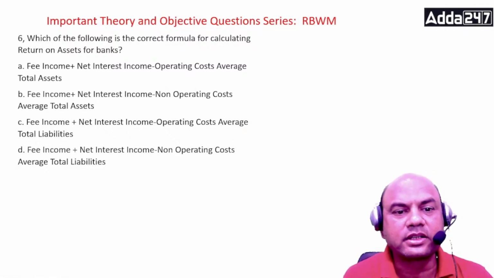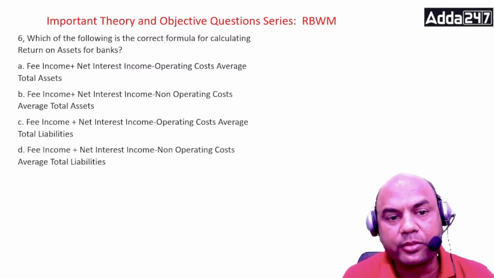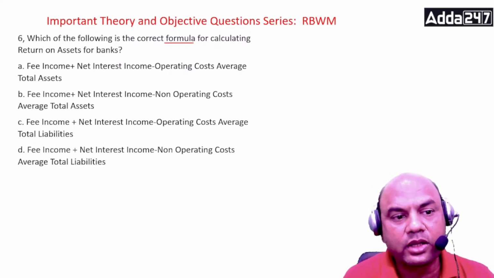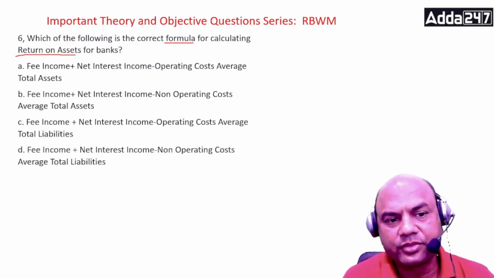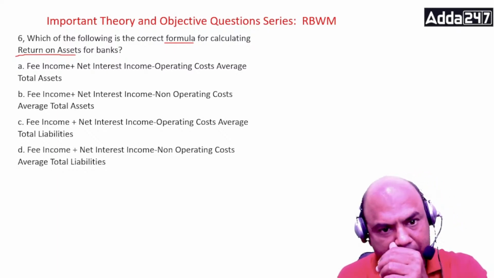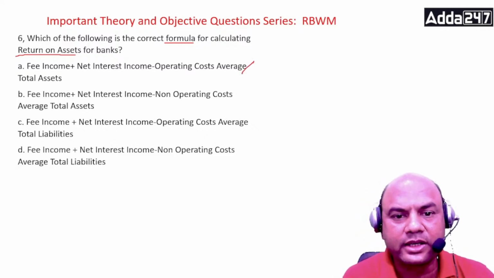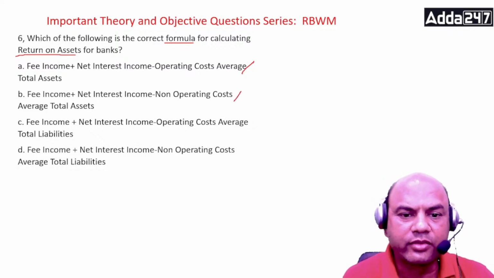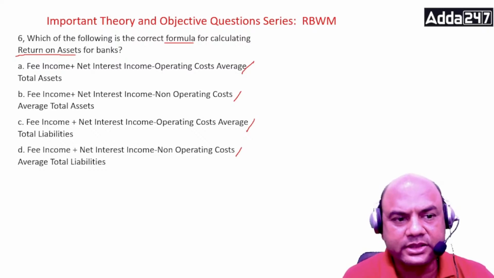Which of the following is the correct formula for calculating return on assets of the bank? Now you want only the formula for calculating ROA, return on assets. Let's see. Fee income plus net interest income minus operating cost upon total assets.